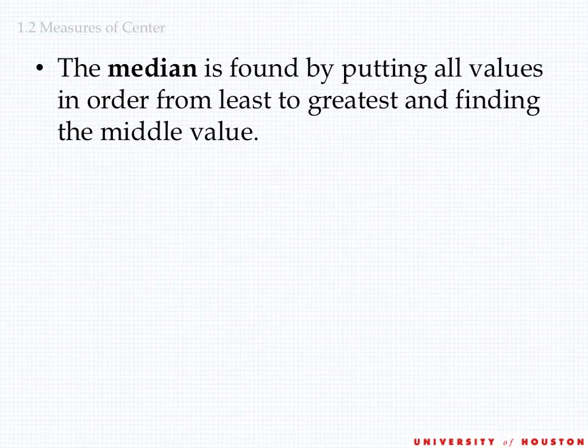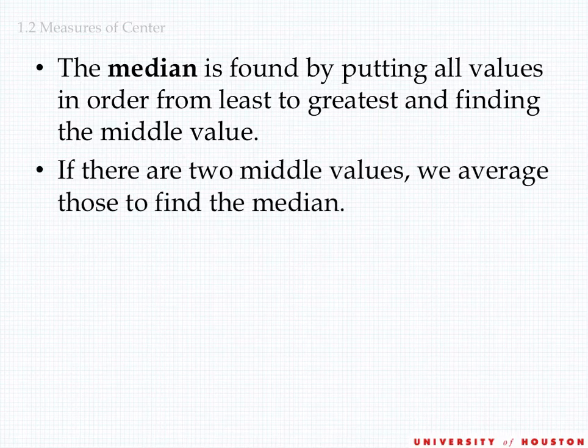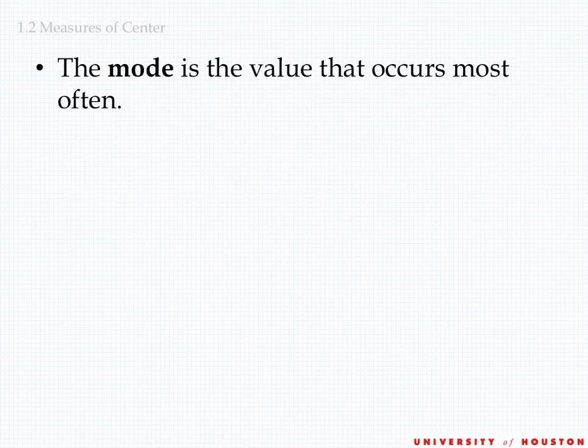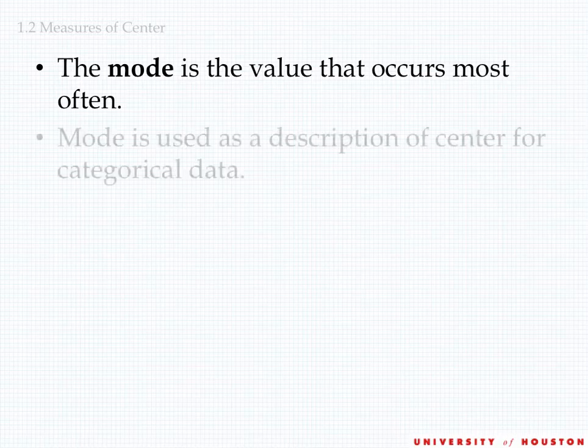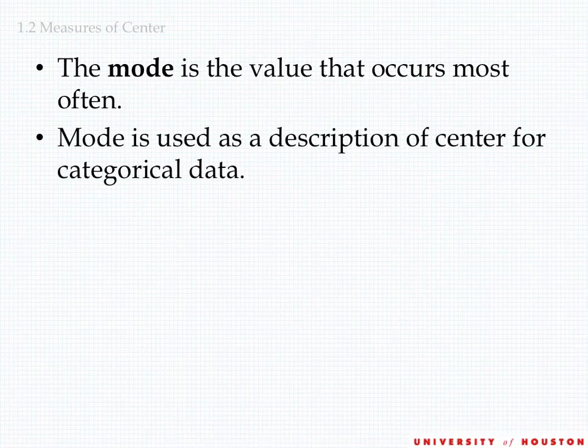The median is found by putting all values in order from least to greatest and finding the middle value. If there are two middle values, then we average those two to find the median. The mode is the value that occurs most often in the list. Mode is used as a description of center for categorical data.